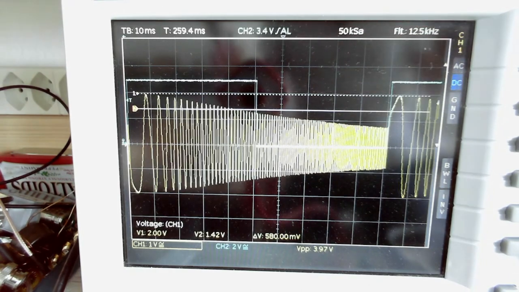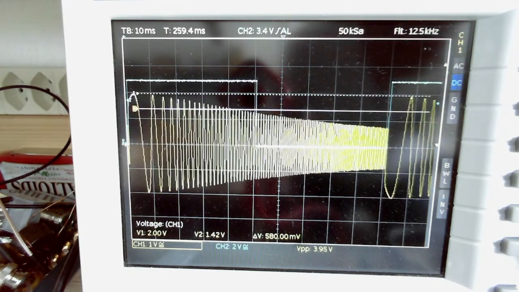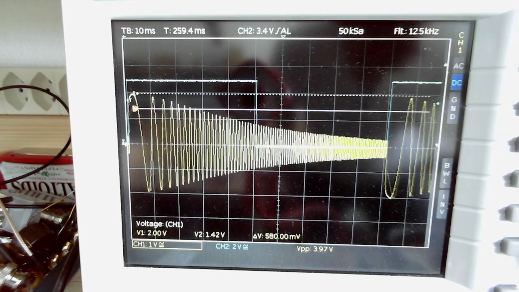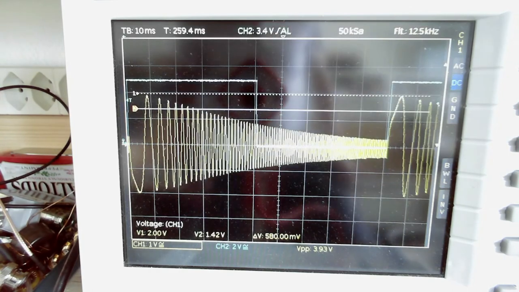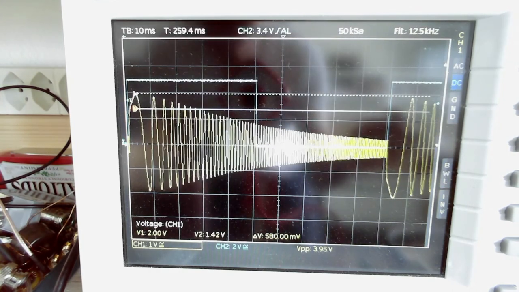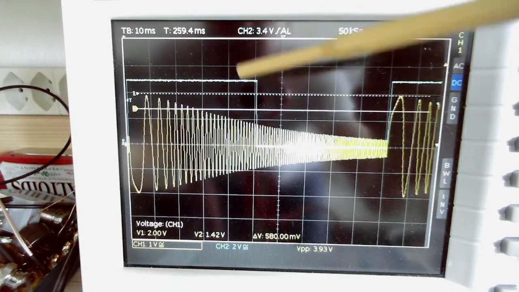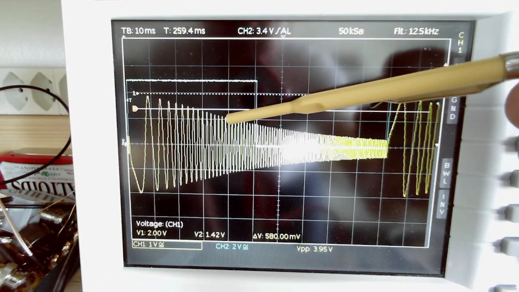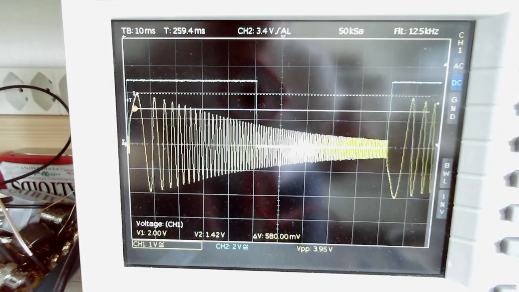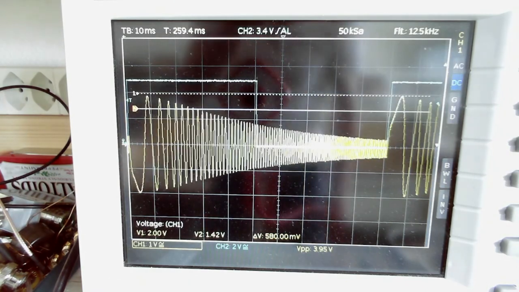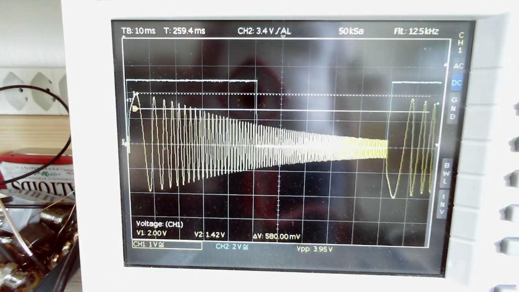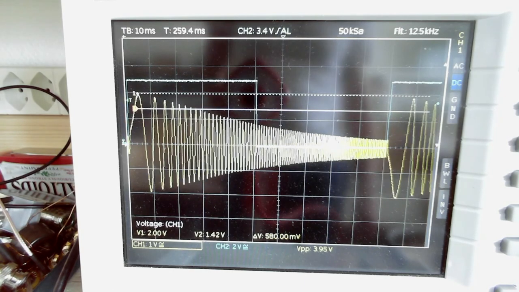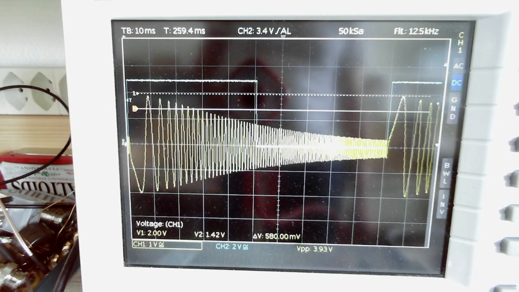So we add to the first stage another one without influencing the first one. We should expect twice as much damping, so at four divisions, we should have half the voltage. Let's see, 1, 2, 3, 4 divisions, and we are down at about 1 volt. That's minus 6 dB now, because we have two RC stages right after each other without having them influence each other.